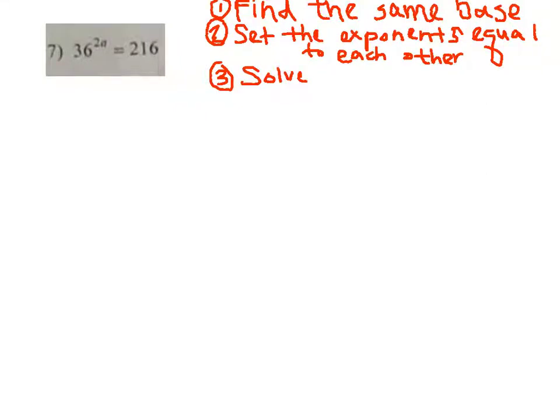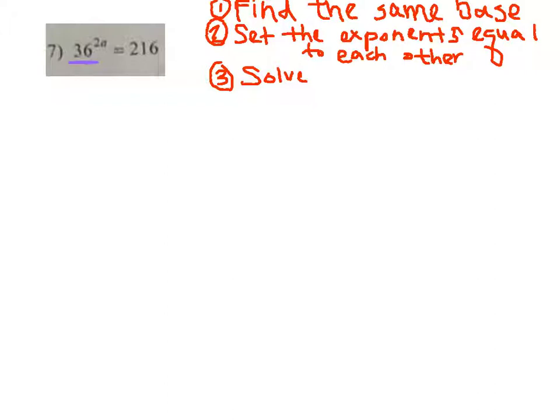Okay, this is problem number 7 on the 5.2 worksheet. We're supposed to solve for A, and the first thing we need to do is I wrote down the 3 steps to solving these problems. The first one is to find the same base, and if you look at this problem, we would think that the base is 36, because looking at the other problems that we've done, we've seen that if it gives you a base, that's usually the one you use.